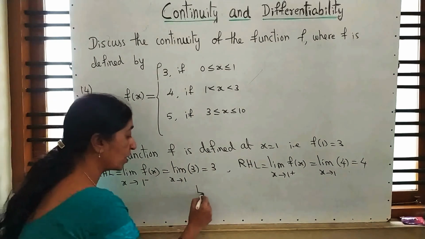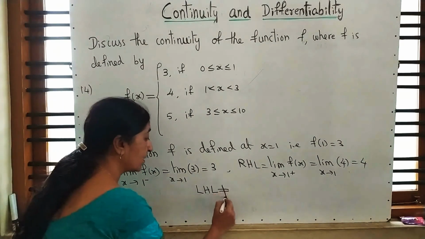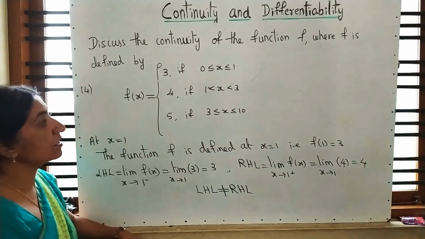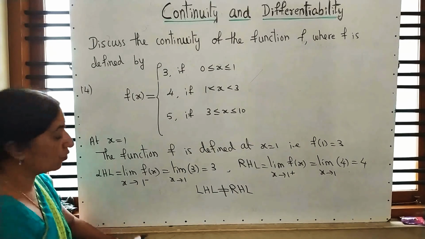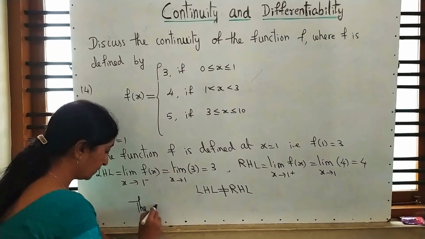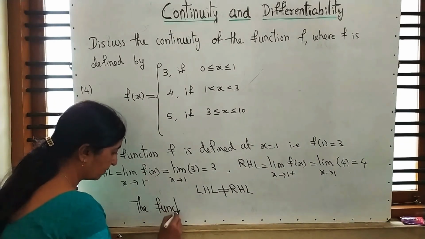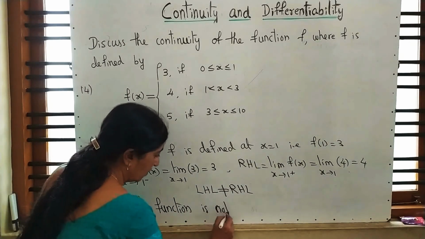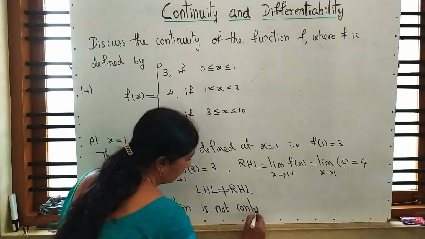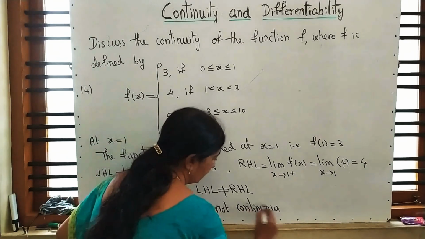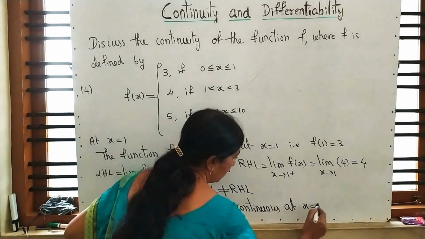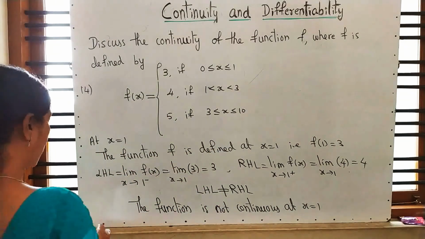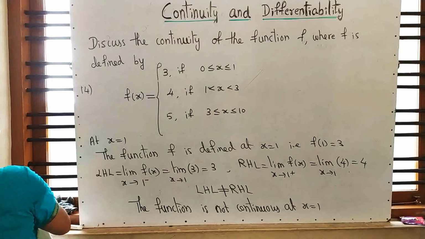No, they are not equal. Left hand limit is not equal to right hand limit. Therefore, the function is not continuous at x is equal to 1. Correct or what? Yes. Now still we have to check it at x is equal to 3.